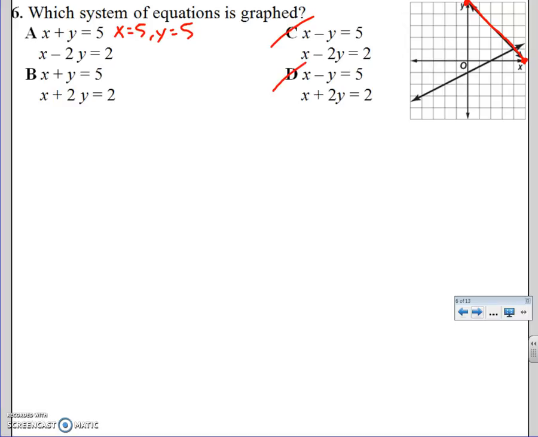Okay, so I got the first line. How about the other line? Well, let's try the first one. If I do the cover up method, x equals 2, y equals negative 1. Positive 2 for x, negative 1 for y. That is correct. Answer is A. Make sure you can use the intercepts or do cover up to find the intercepts in standard form.